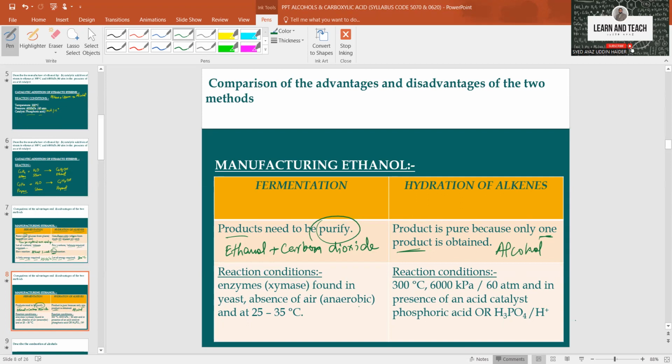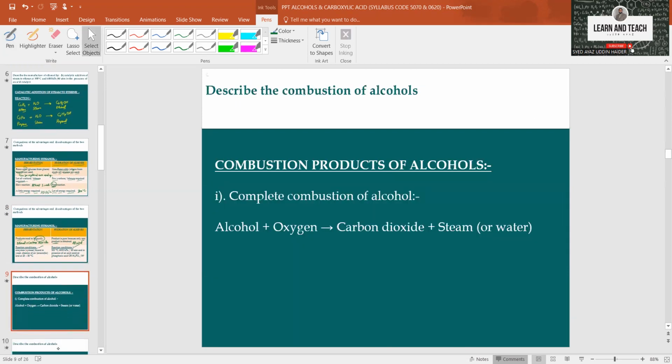Now, reaction conditions, I don't want to repeat these reaction conditions. I have already discussed the reaction conditions previously. Now, combustion reactions of alcohols. Let's talk about the combustion reactions of alcohols. So in case of complete combustion, you will get carbon dioxide and steam or water.